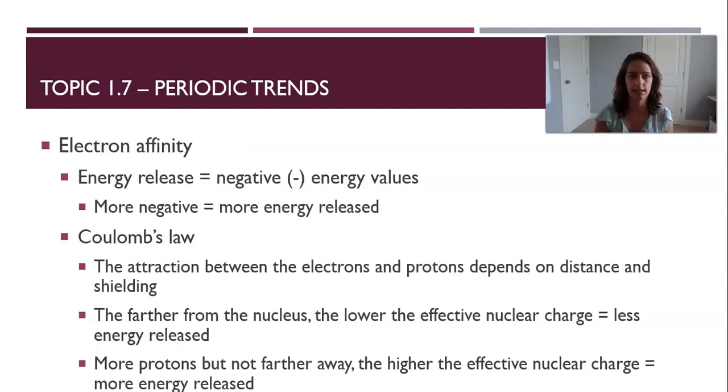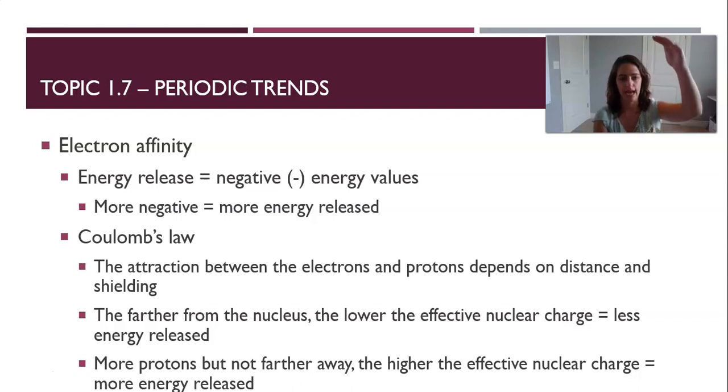Okay, next, electron affinity. So electron affinity is kind of weird because it's referring to the energy released when you add an electron. So you get negative energy values. The more negative a value, the more energy gets released. So in terms of Coulomb's law, again, the attraction between the electrons and the protons, distance and shielding. The farther the electrons are from the nucleus, the lower the effective nuclear charge.